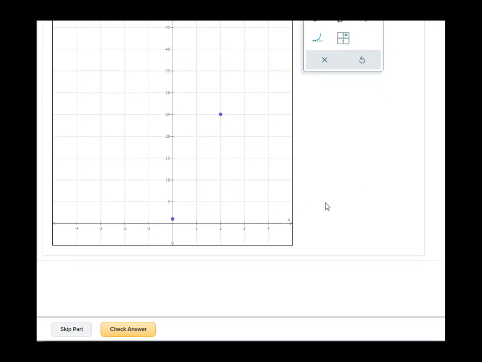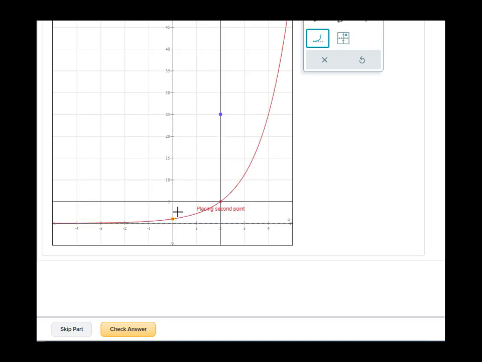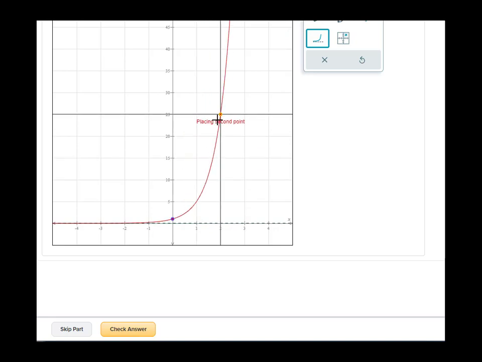So now I'm going to pick my tool, and it says place the horizontal asymptote. Well, I know that it wasn't up there. It was here on the x-axis. Okay, plot the first point. Yep, that's my one. And now I come over here to my second dot. Click that. All right, that looks good. Let's see if it likes it.